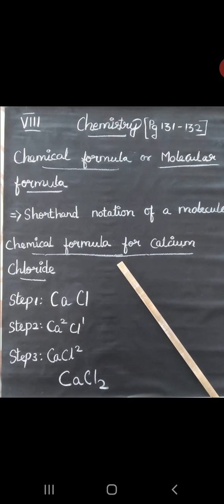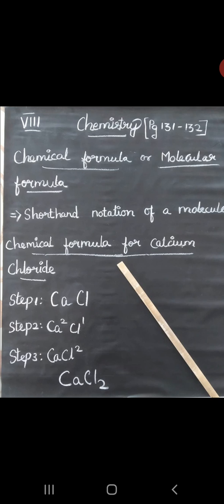What is step 1? First we have to write down the symbol of the element. If there are ions, we write them side by side, with the positive radical on the left and the negative radical on the right-hand side. If the ions have charges, we write them on the top. What is step 2?